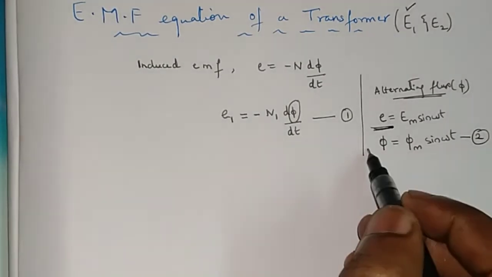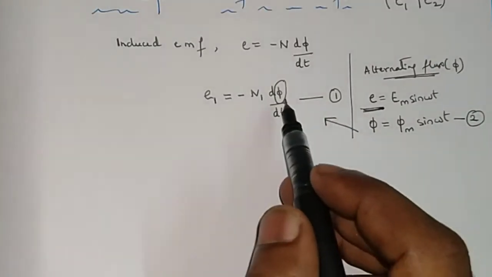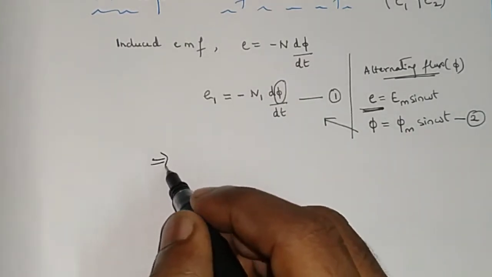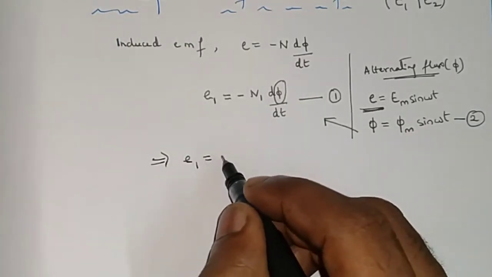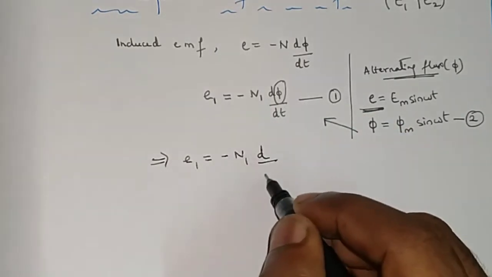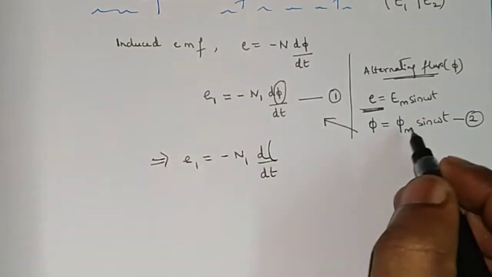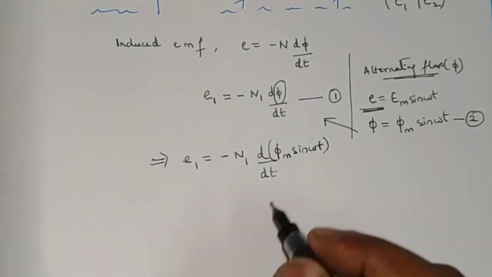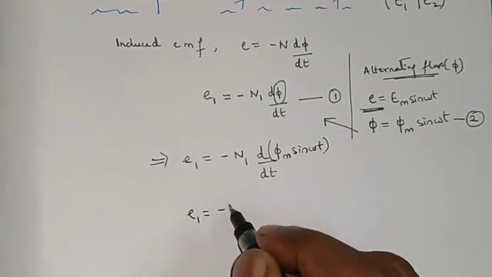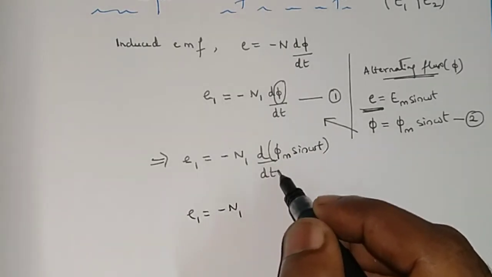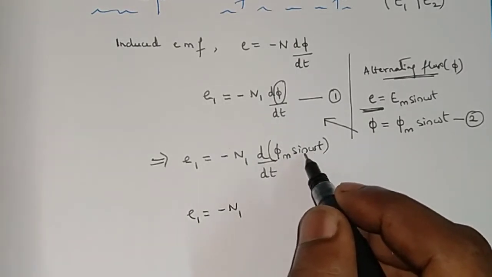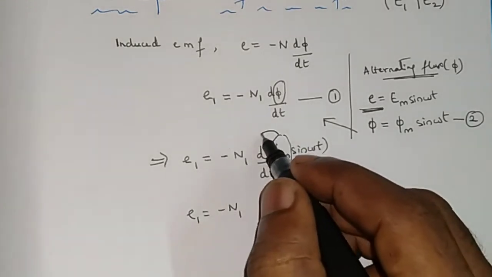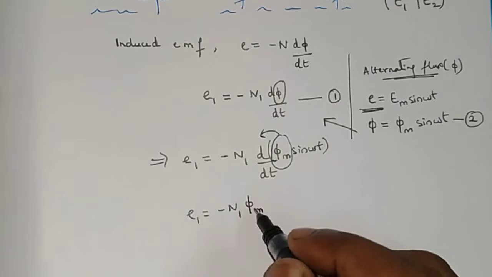Now I am going to substitute equation 2 in equation number 1. In the place of phi, I will substitute phi m sin omega t. So E1 is equal to minus N1 d by dt of phi m sin omega t. Now I will simplify this. When differentiating with respect to t, the term without t is constant. So phi m is constant, and I will take it out.